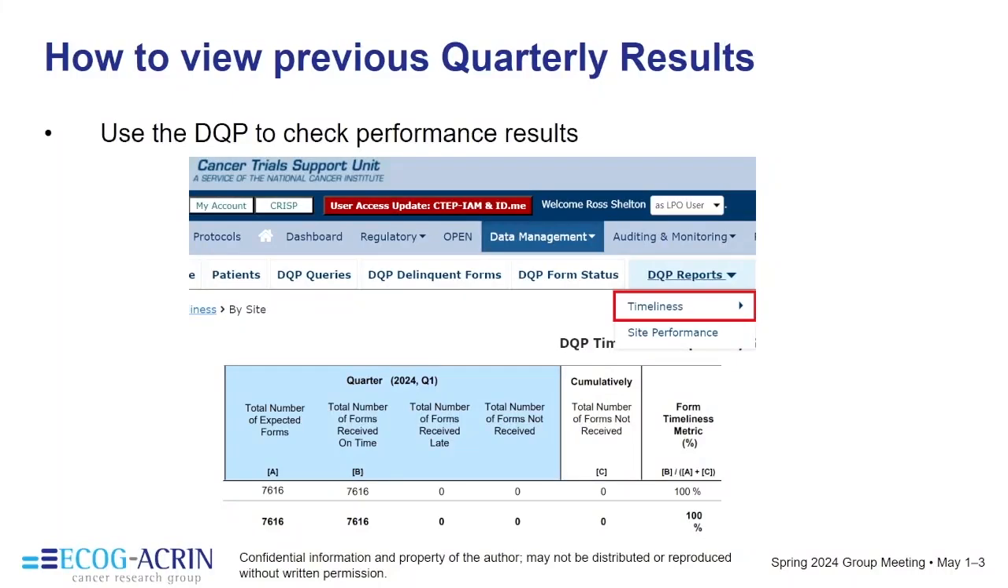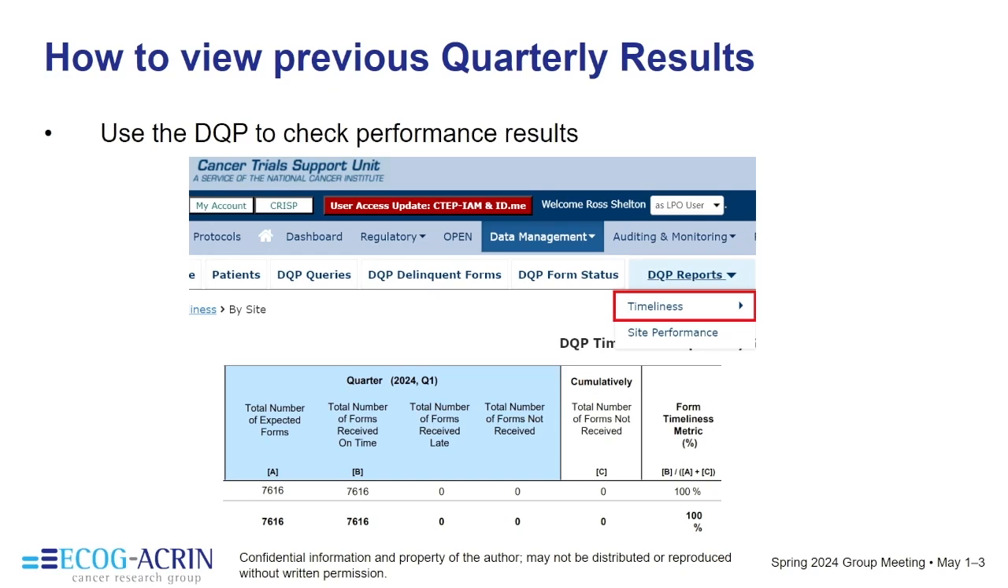There is also a DQP report section where, if you go to the timeliness drop-down menu, you can look at previous quarterly reports. And this goes back at least 10 years. So you can see all previous scores.